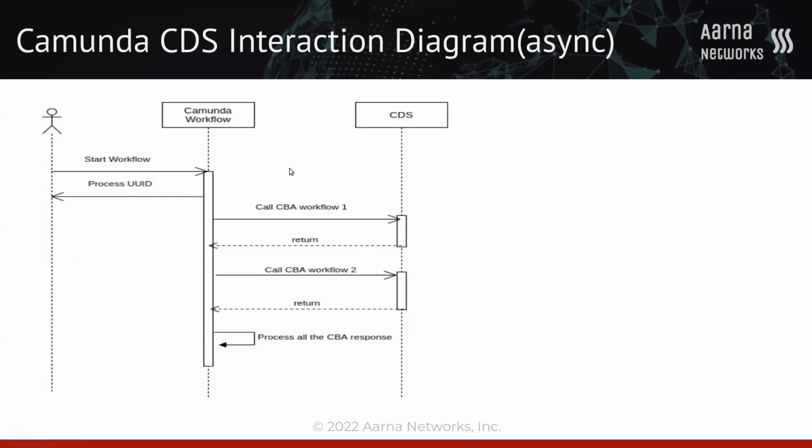So when we go with the asynchronous workflows, if we have any CBAs which are very long running, for example a CBA taking 1 hour or 2 hours or days to complete, then we'll go with the asynchronous workflows.